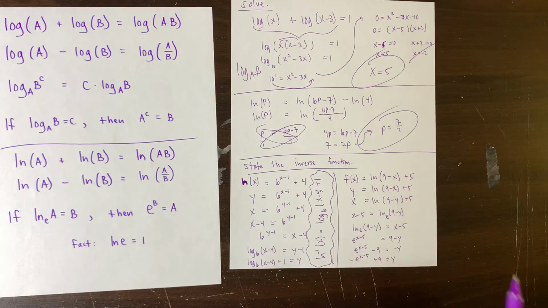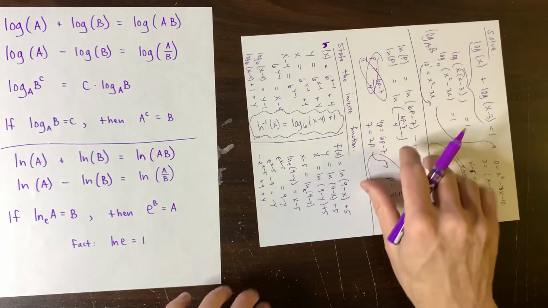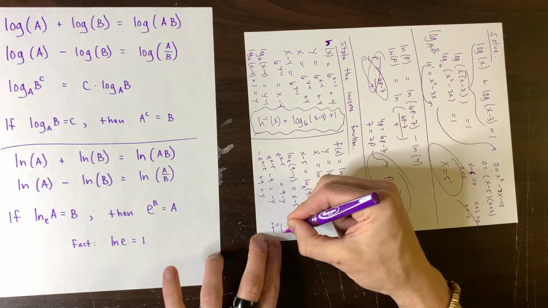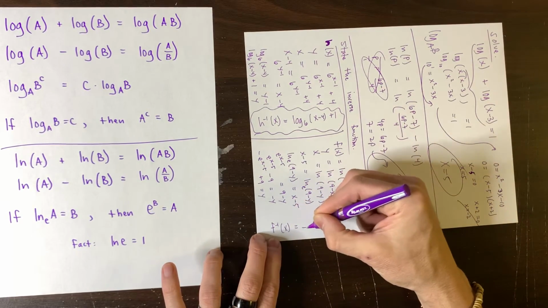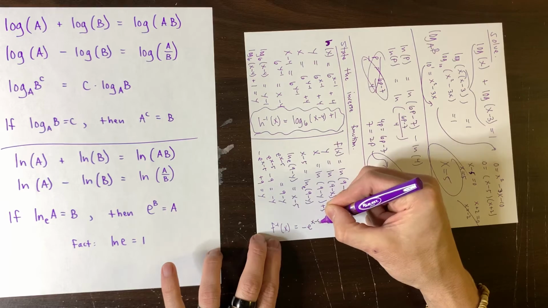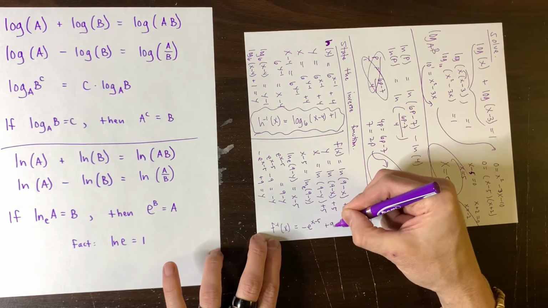But of course, this is not really called y. It should be called f inverse of x. So final answer, f inverse of x equals negative e to the power of x minus 5, plus 9.